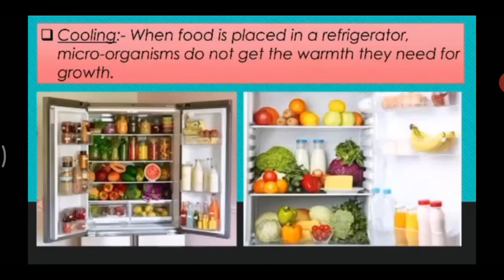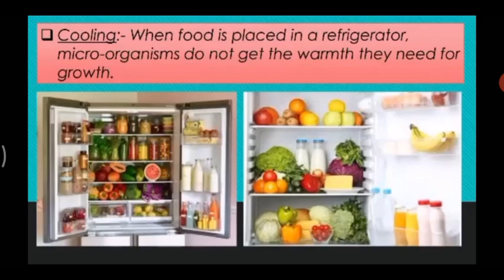They need for their growth what? Warmth. And this way we can preserve the food for a longer period of time. That is why when your mummy purchases vegetables or fruits, whatever she purchases, milk, she stores it where? She stores it in the refrigerator to preserve it for a longer period of time.